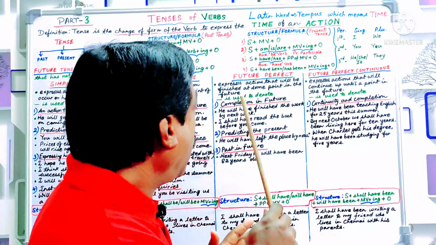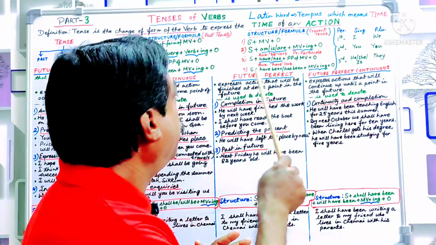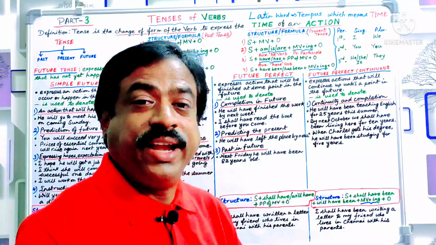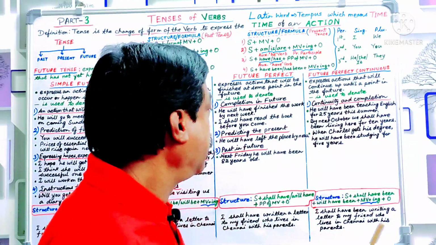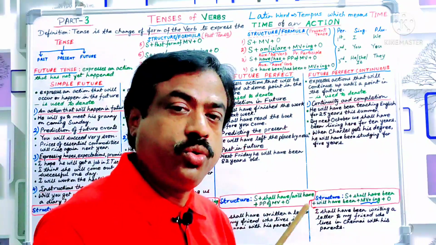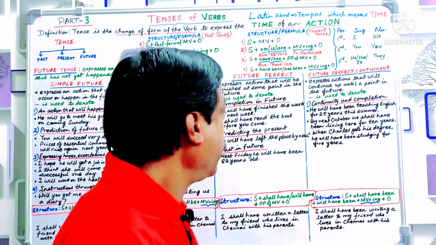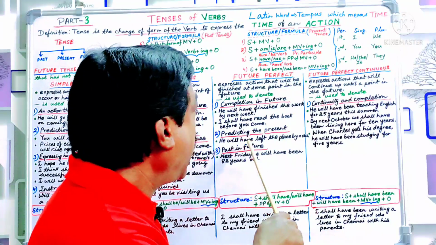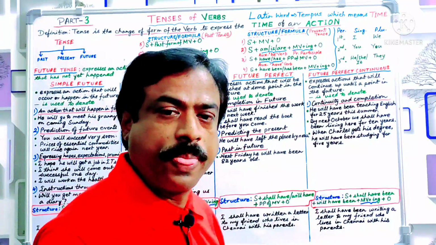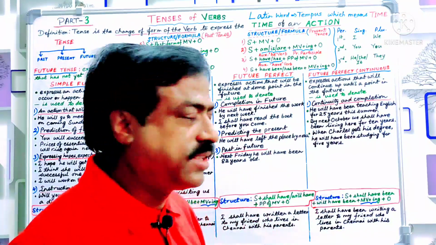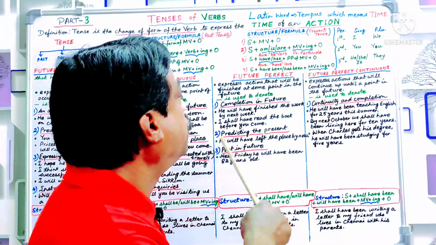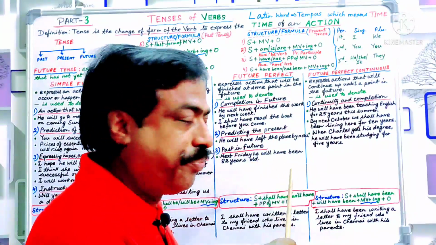And then again, a very good use of future perfect tense: predicting the present. You are predicting the present. That means you know what is going to happen in future. That is what you are predicting. He will have left the place by now. This is a sentence from where you will come to know that something is predicted here.